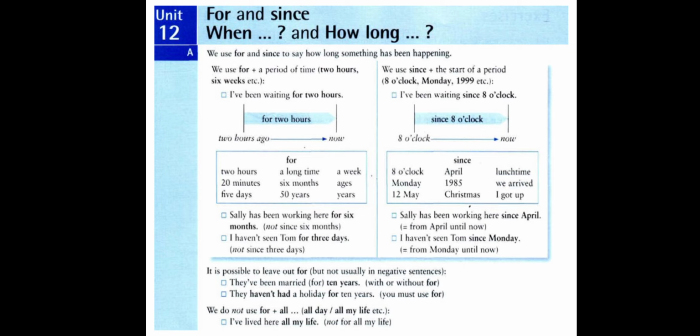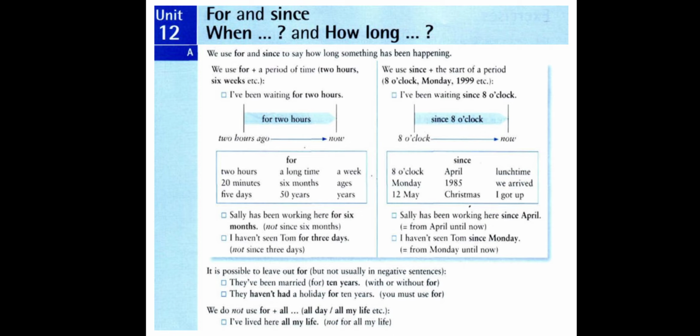So we say they have been married for 10 years, or we can say they have been married 10 years. We can drop for. It is acceptable. We can write it without for, and it is understood here. For is understood here. So we say they have been married for 10 years. They haven't had a holiday for 10 years.